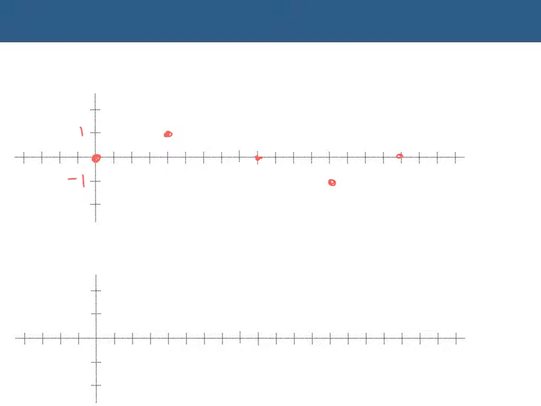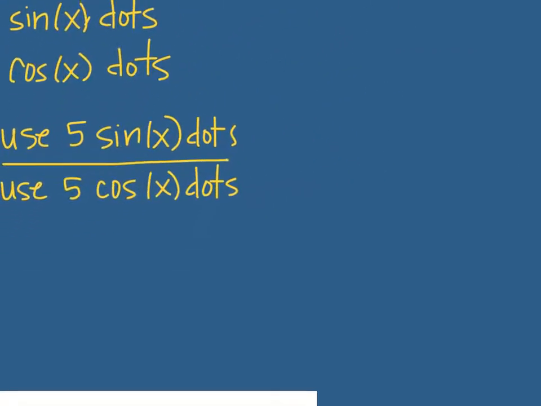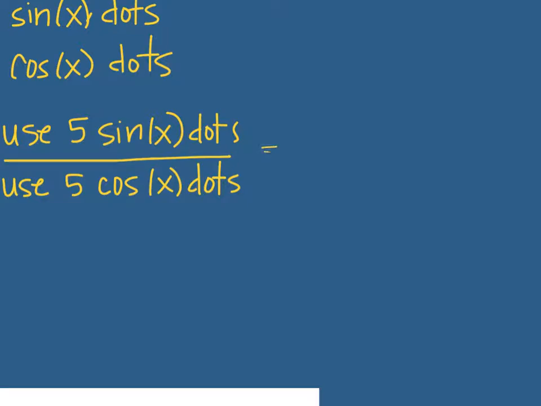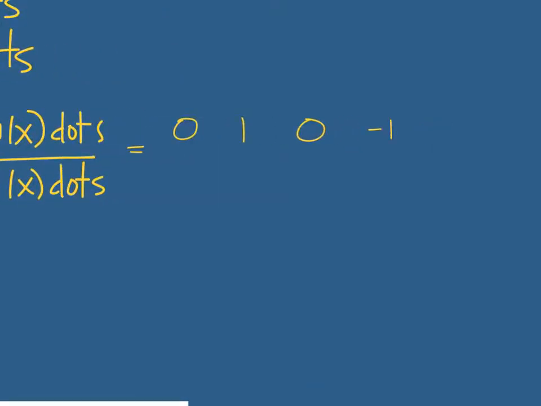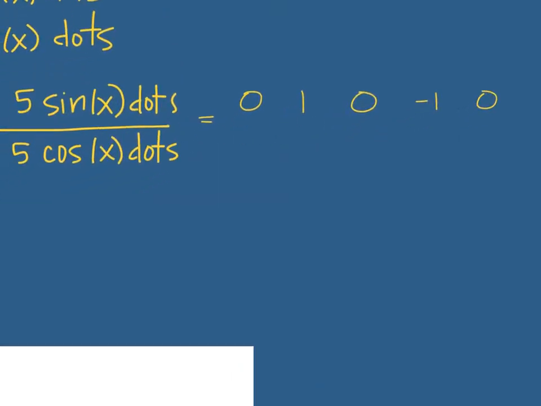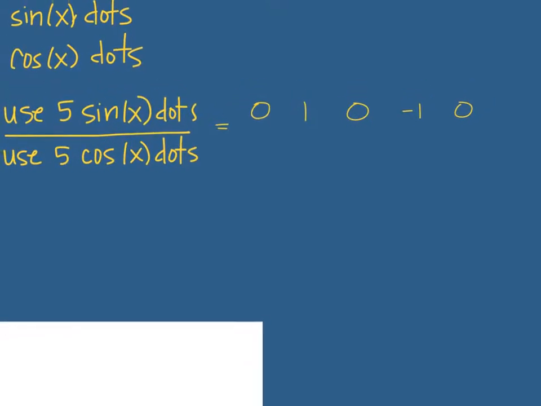Let's list them in order. What's the first one? 0. What's the second one? 1. Third one? 0. Fourth? -1, 0. Okay, I want to make a list of those. Here, those 5 sine dots in order. They went 0, 1, 0, -1, 0. Those are the 5 sine dots.